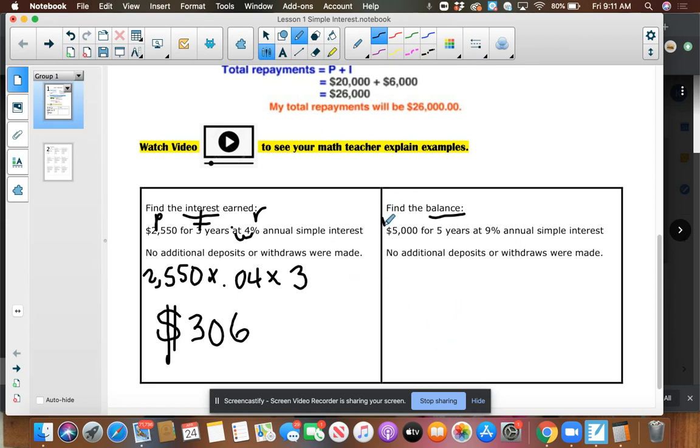So first of all, let's identify. We have P, principal, so 5,000 for 5 years at 9% annual simple interest. No additional deposits or withdrawals were made. I already have identified my principal. That's the money that you're borrowing. 5 years, that's the time, that's T. 9%, that's your rate. Remember we have to change that to a decimal though. So 2 spaces to the left, and that becomes 0.09.